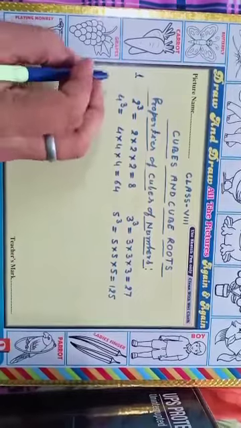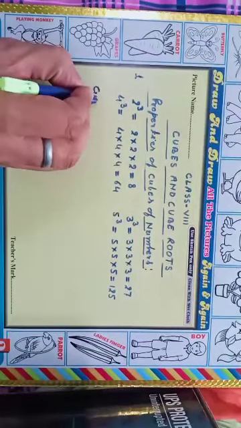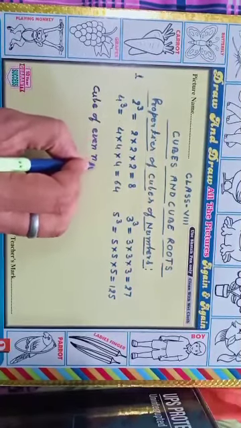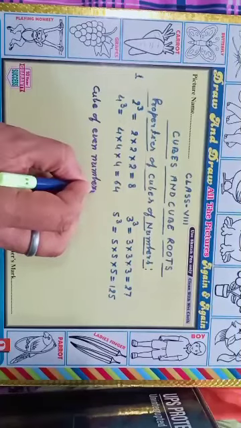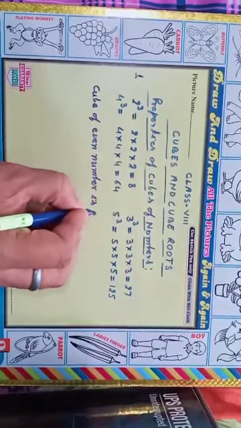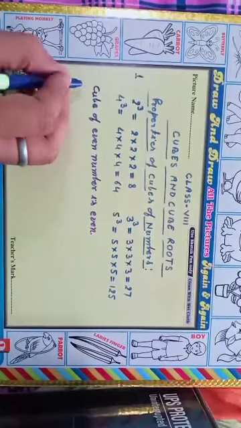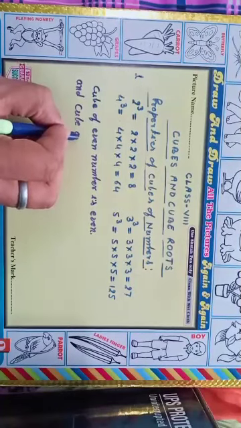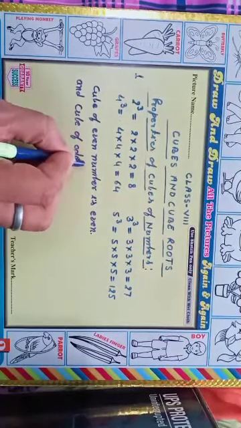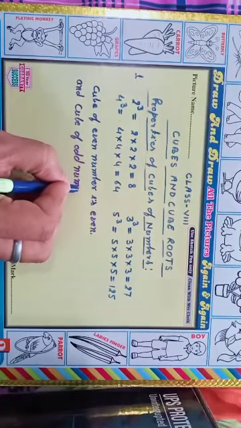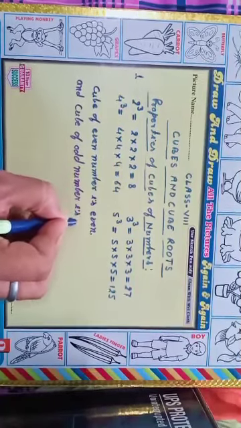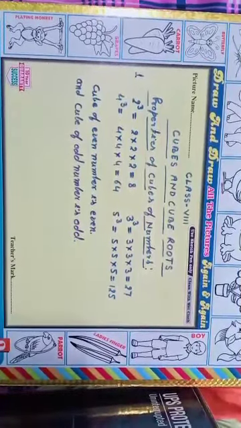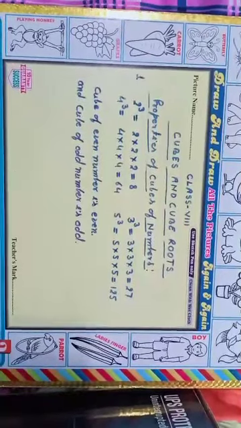Now the first property is that the cube of an even number is even, and the cube of an odd number is odd.